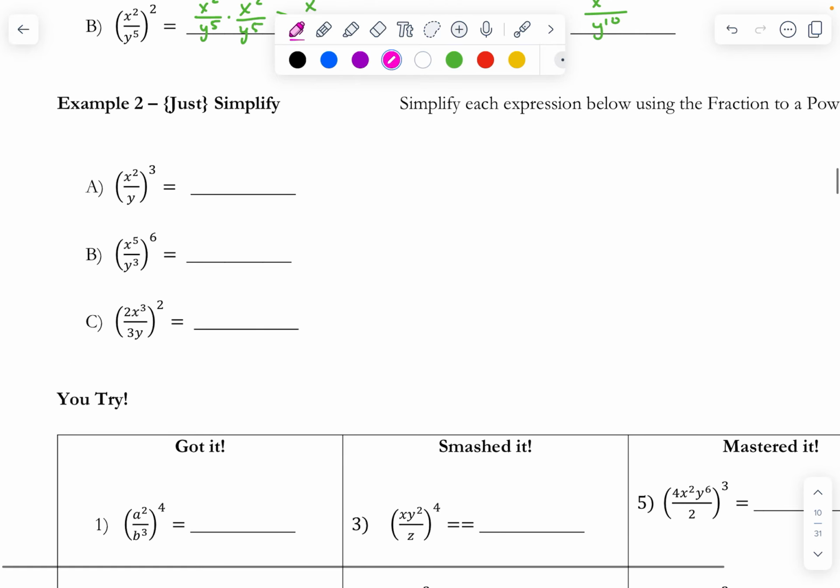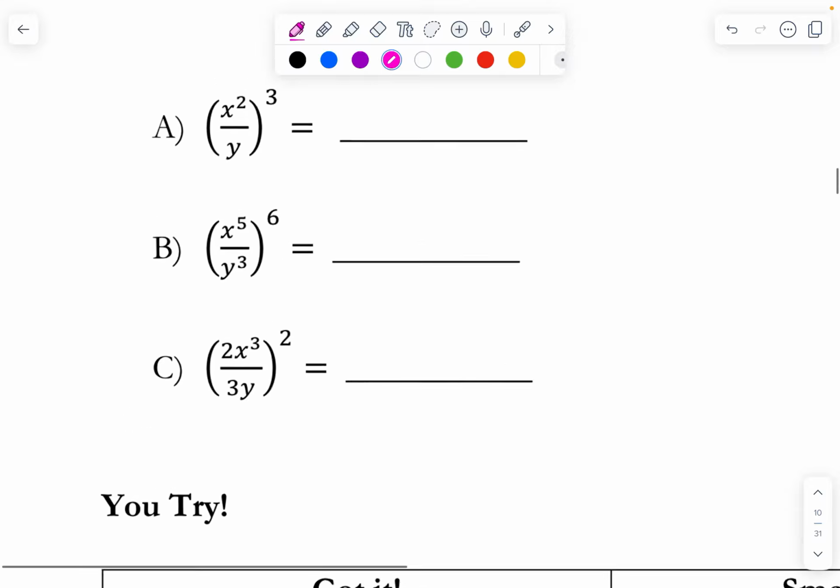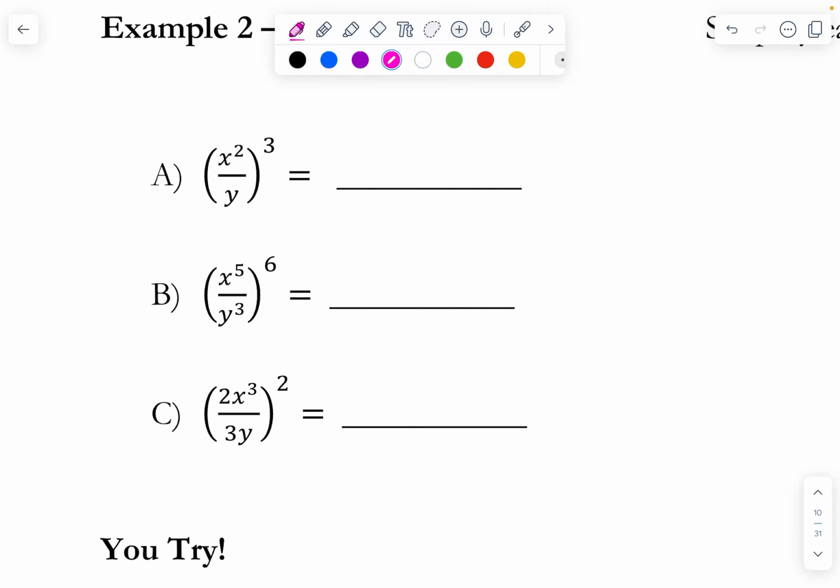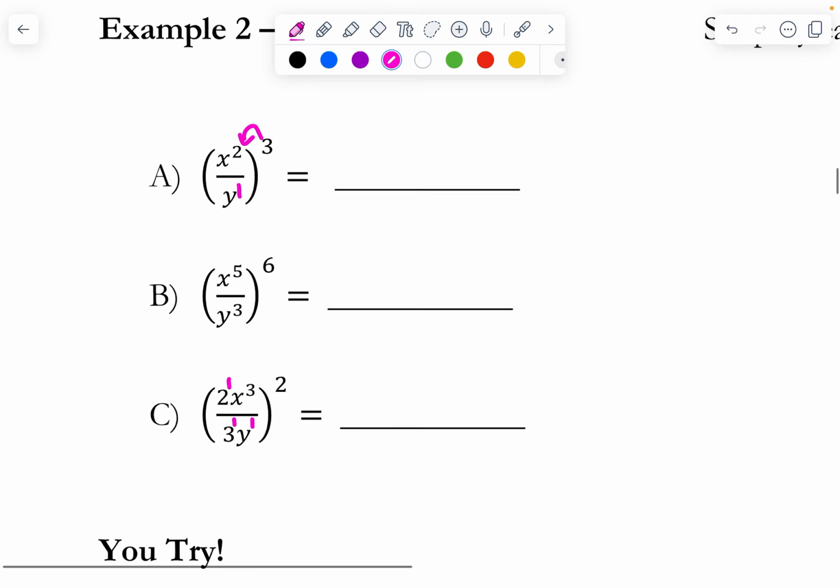Perfect. All right, let's move on. Now I'm here. Again, I'm just going to go ahead and add exponents to anything that doesn't have an exponent. Perfect. And now I can go ahead and start distributing. X to the power of 2 times 3, well, that's just x to the power of 6. Y to the power of 1 times 3 is y to the 3rd. Done.